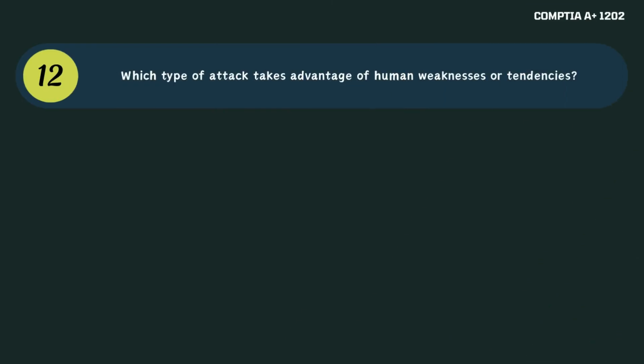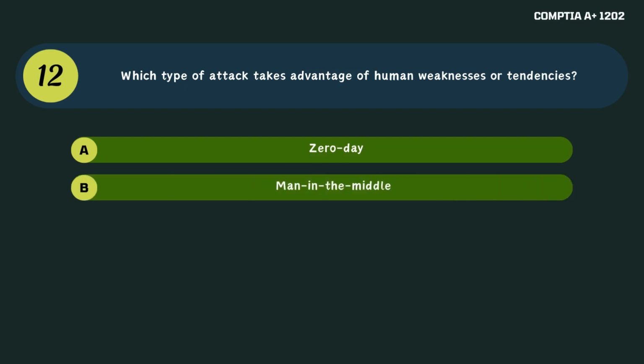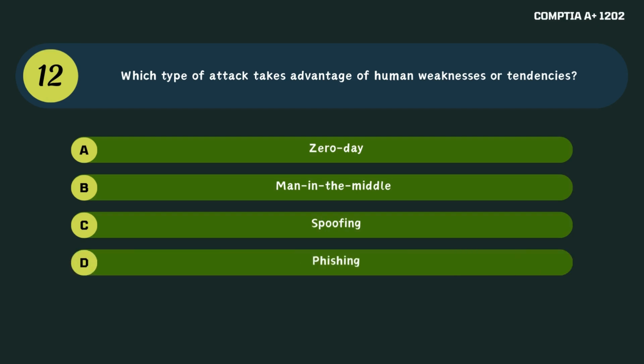Question 12. Which type of attack takes advantage of human weaknesses or tendencies? A. Zero-day. B. Man in the middle. C. Spoofing. D. Phishing.